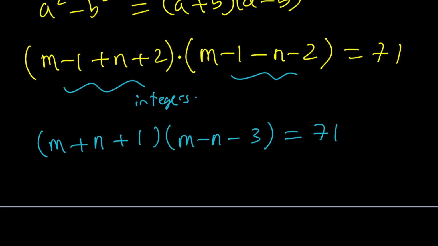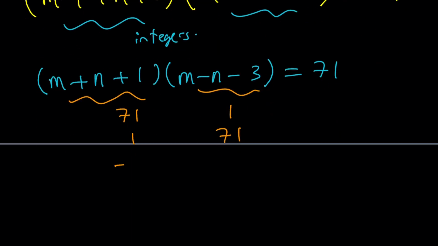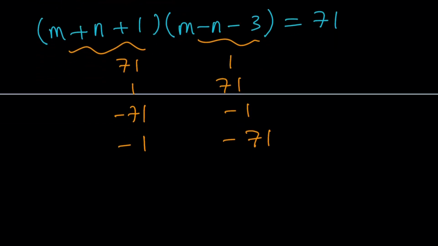Right? 71 is prime, so there are only so many factors that you can look at. For example, this can be 71 and this can be 1. Or it could be the other way around, like 1 and 71. Those are pretty much all the positive choices. And then you need to look at negative 71 with negative 1, and then negative 1 with negative 71. Those are going to be the only choices, including the negatives. There are only 4 ways to factor. So let's go ahead and take a look at each one.